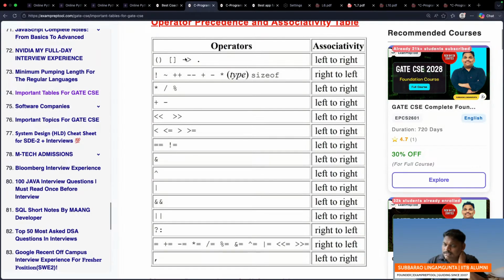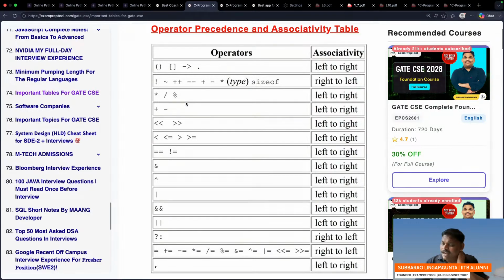So first, this is the highest priority. This particular table is from a standard book. So this is the highest priority, right? Brackets are highest. Next highest is going to be the plus plus operator, minus minus operator, plus plus unary operator, a plus plus, b minus minus, unary operator, and one more, not also highest if you use it anywhere. And one more, unary minus.